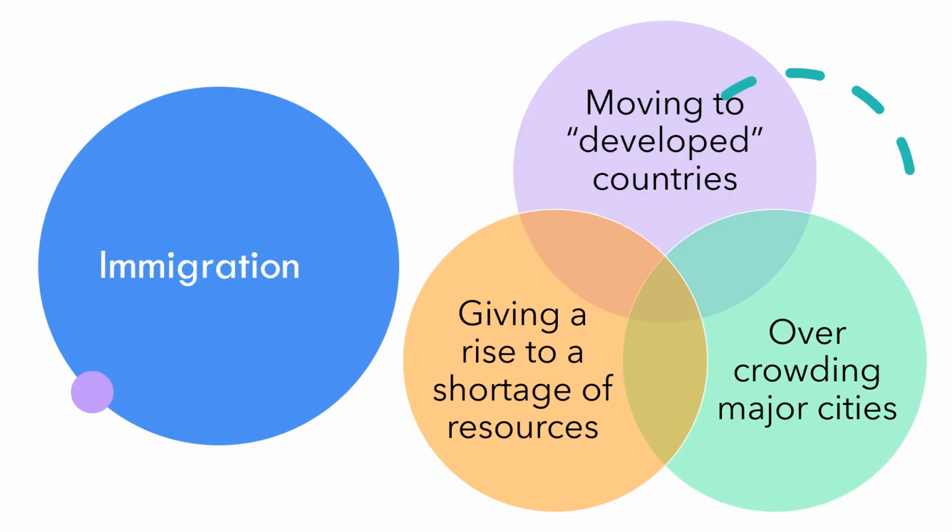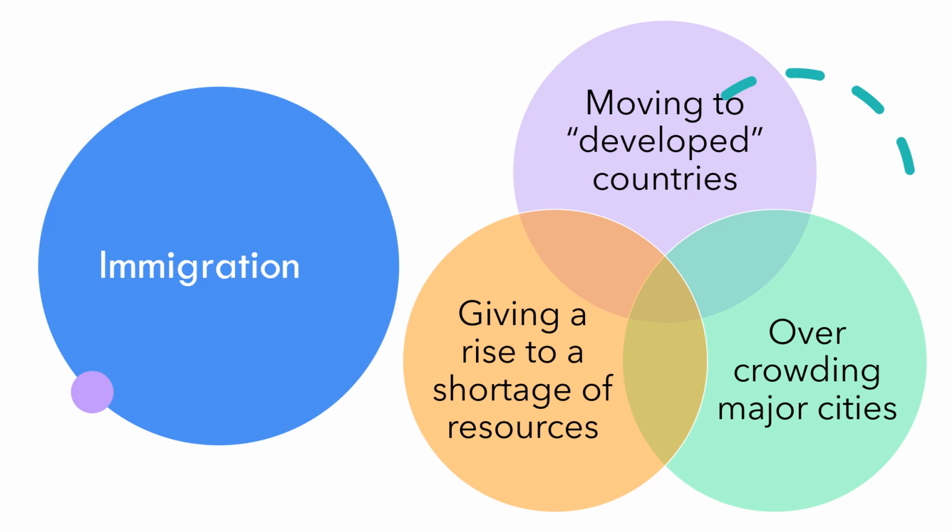Immigration adds to overpopulation of certain areas. So moving to more developed countries from less developed countries, they were once known as first world versus third world countries. But basically, those countries with money, such as Europe, Canada, America, places like that, tend to have more resources because we have more money as a whole. Giving a rise to a shortage of resources.